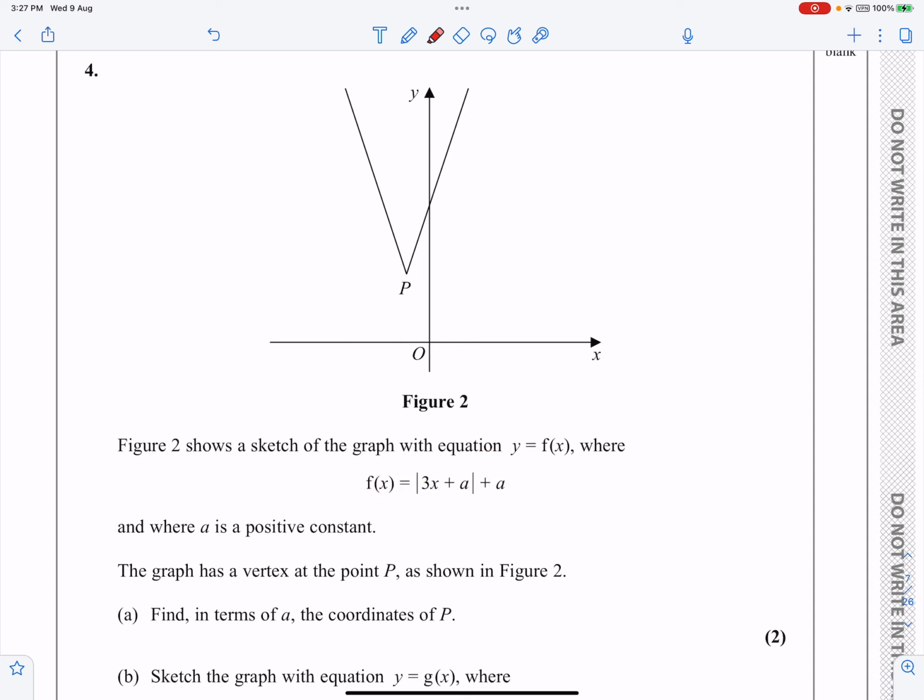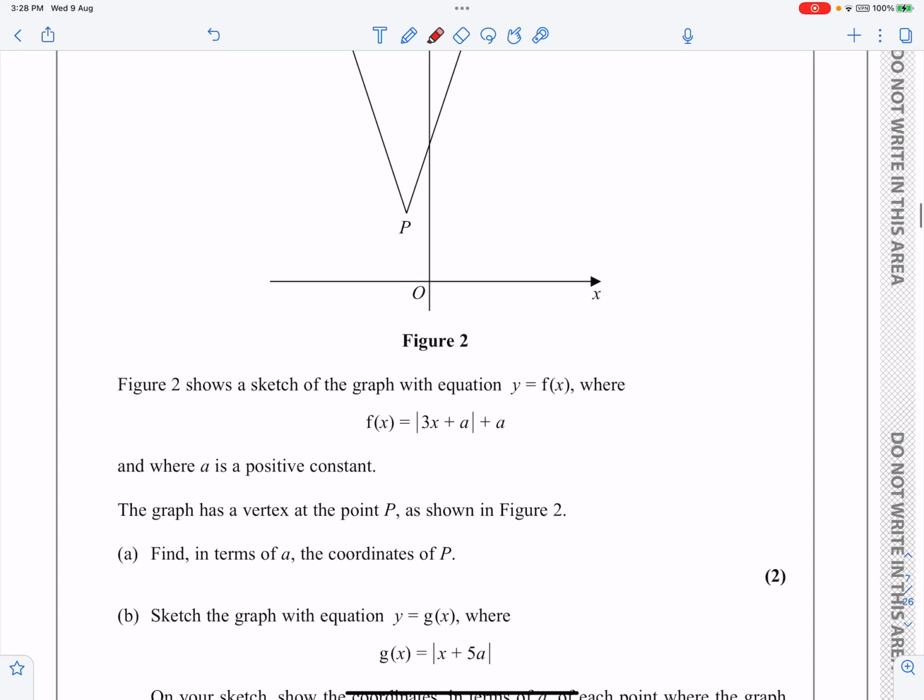So I'll tell you what I'm going to do before I do it. I'm going to draw a graph of y equals 3x plus a. Then I'm going to see what happens when I modulus that graph. Then I'm going to see what happens when I take that graph and add a to it. Once I've got that sketch, I'm only particularly interested in the vertex, but we'll see what other points come up as a result of doing that. Okay, let's go ahead and make a start.